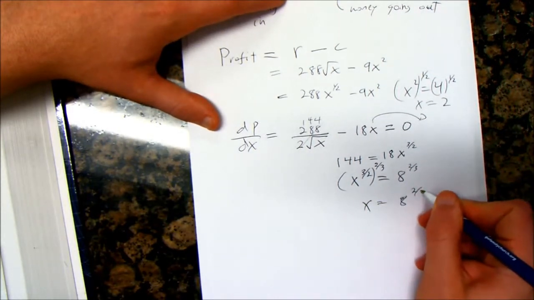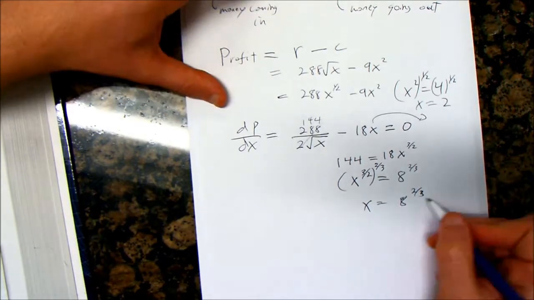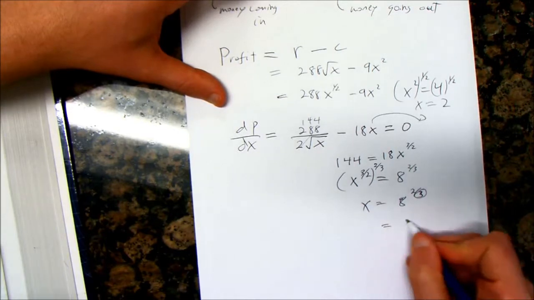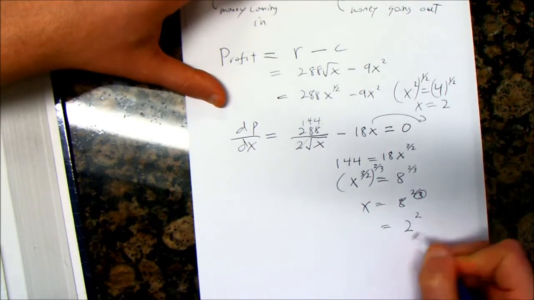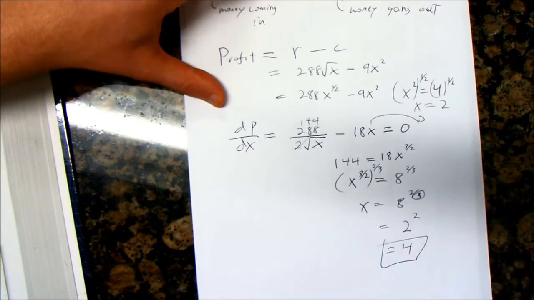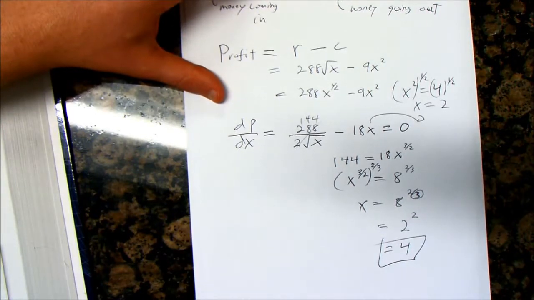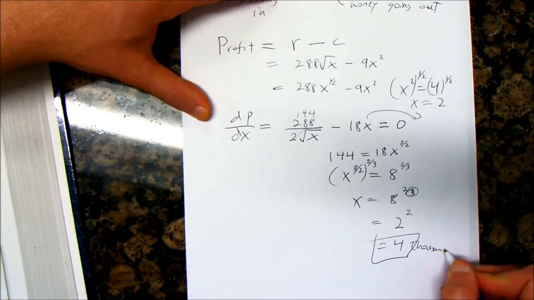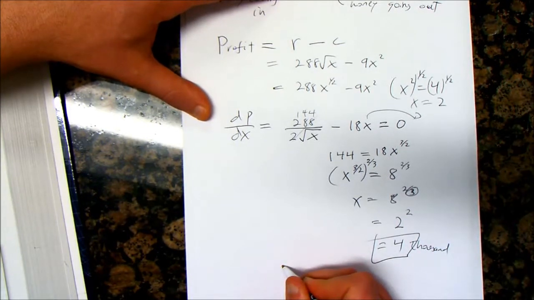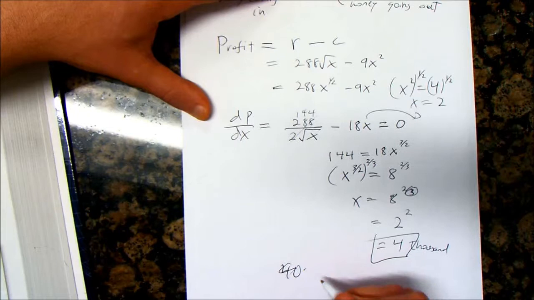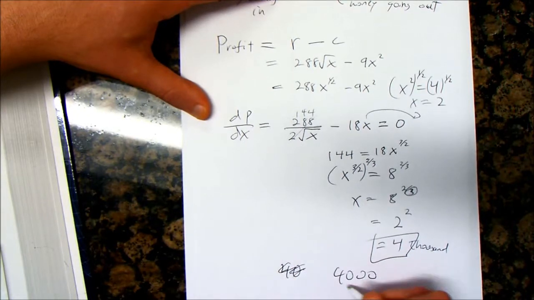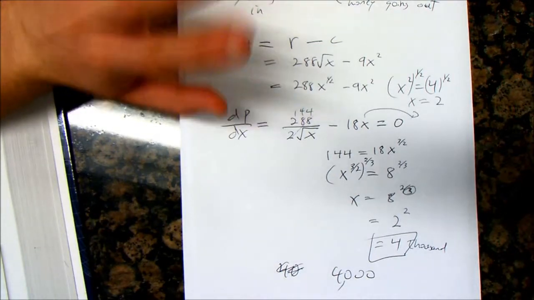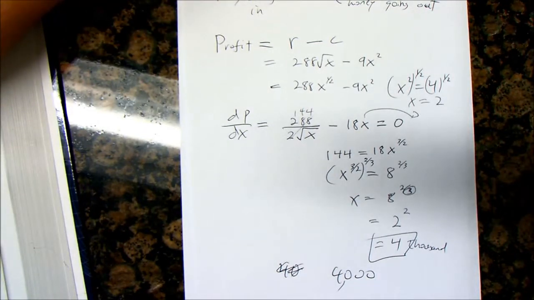Now we've got to figure out what this is. Easiest thing is to do the bottom power first. The third root of 8 is 2. Squared is 4. So x is 4. Okay? Now this is in thousands of units. This is actually 4,000. So really the answer is going to be 4. Well, it's going to be 4,000 units. All right? So that should get you started, and if you have more questions on that, let me know. Have fun.